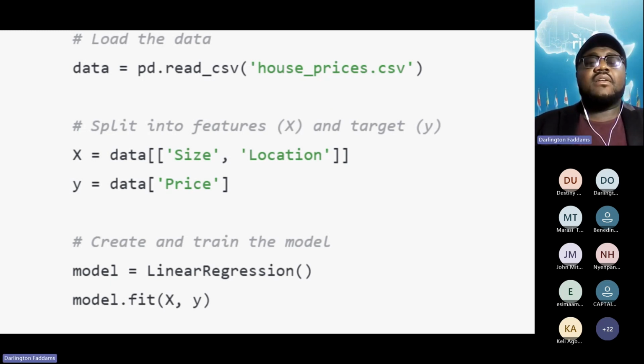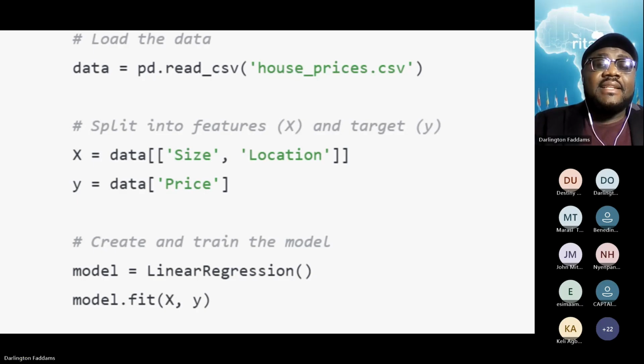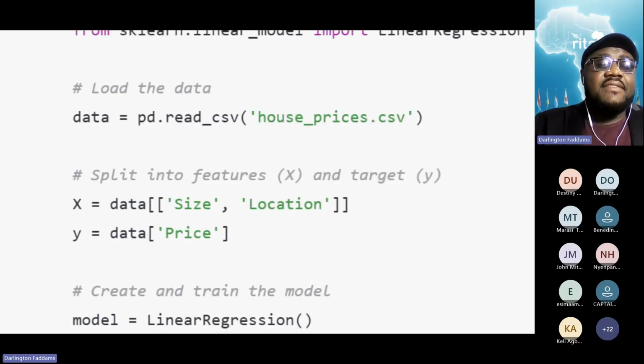Why do we give it the correct answer? Who can tell me why we give it the correct answer? Because over here, you can see that we have X here. This X here is another variable that is used to provide the inputs.